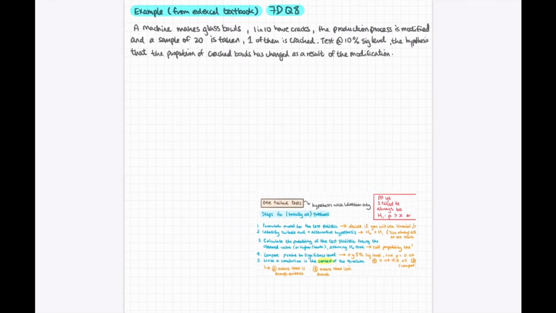Okay, so again, we will scan the question and check out any good bits. So 1 in 10, again, it's always the first thing. The first thing is H0, 1 in 10. So that's not 0.1.